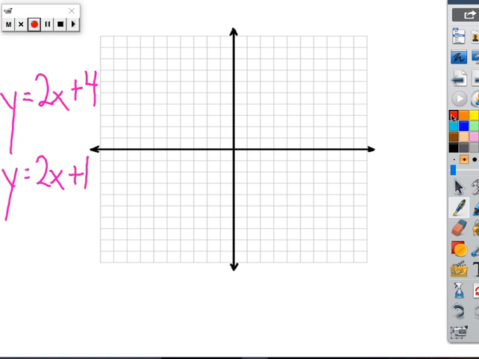Okay, let's do bank accounts. This is Faith's bank account. This is Ty's bank account. How much money did Faith's bank account start with? $4. How much money is it getting a day? $2 a day. How much money did Ty's bank account start with? $1. How much money is it getting a day? $2. Where will they intersect?